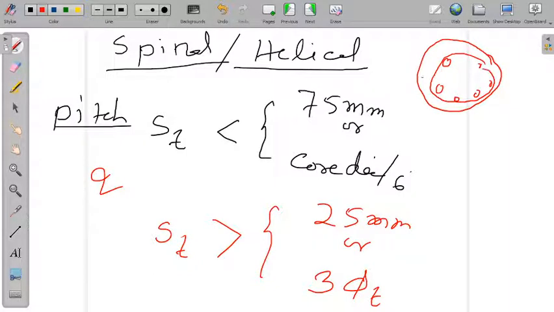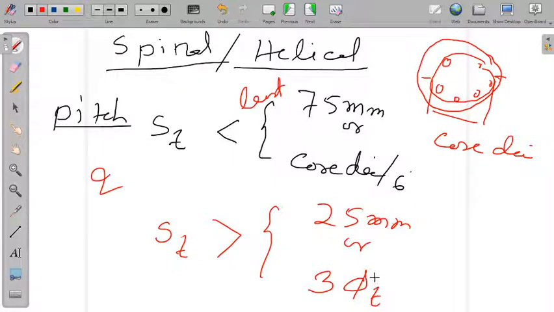So deduct this clear cover on this side, then whatever diameter is left after deducting the clear cover is called the core diameter. So core diameter by 6 or 75 mm, out of this, whichever is lower, whichever is least, the spacing must be less than that. Fine. Second, spacing must be greater than 25 mm or 3 times the bar diameter.